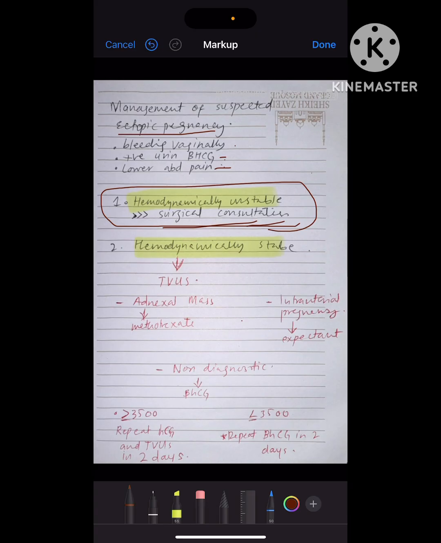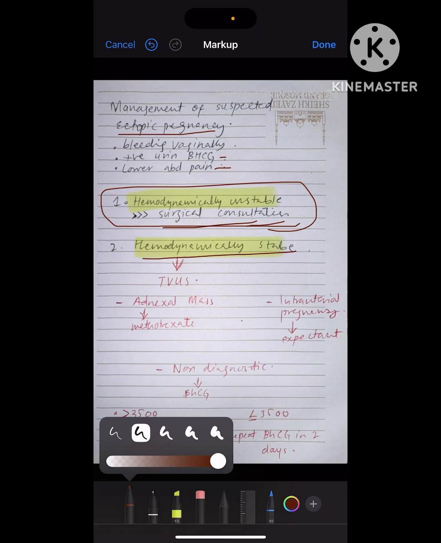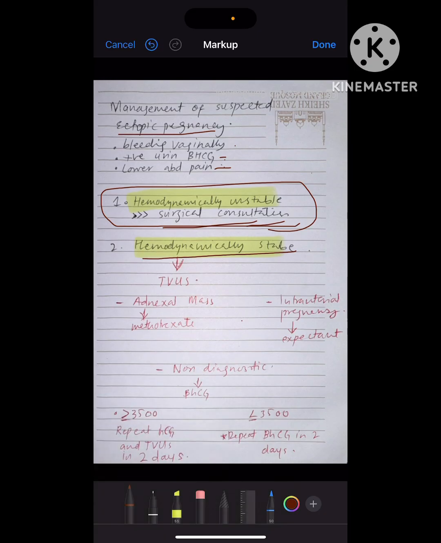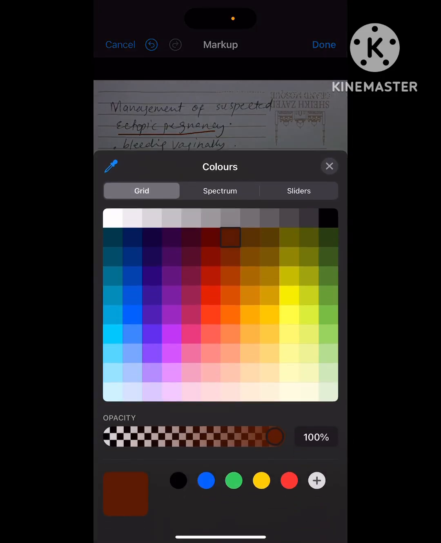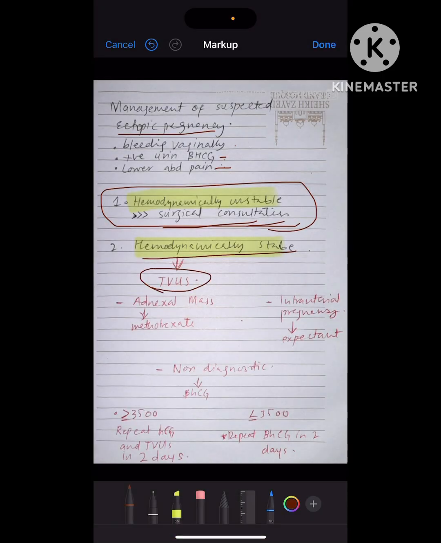After that, when the patient is hemodynamically stable, we have three cases. Okay, we do a transvaginal ultrasound. If on transvaginal ultrasound you see an adnexal mass, adnexal meaning the fallopian tubes and the ovaries, right? So if there's a mass there and you have a positive beta HCG, it means the pregnancy is either in the fallopian tube or in the ovary. So you're going to give methotrexate, which is the treatment for ectopic pregnancy.